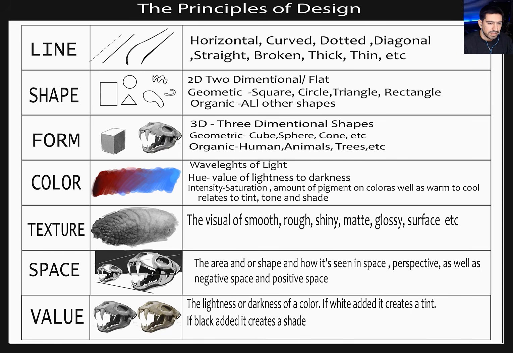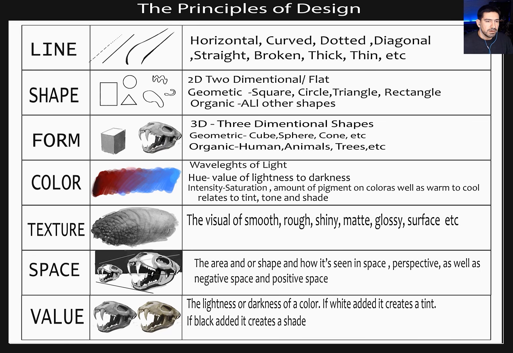Then we go to space, the area and or shape and how it's seen in space, perspective, as well as negative space, positive space. So there you go, some examples using negative and positive. And then we go to value, which is the lightness or darkness of a color. If white is added, it creates a tint. If black is added, it creates a shade. So that's just a really quick run through the principles of design.